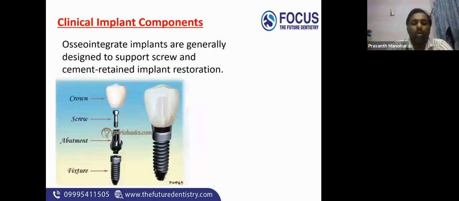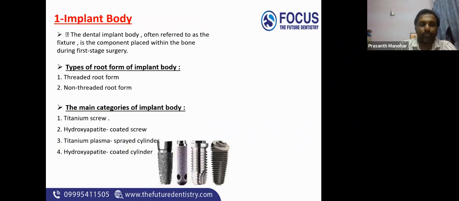So usually what we'll do is place the implant in the bone, then wait for osseointegration. After osseointegration, we will place the abutment over it and screw that abutment. Then over the abutment, we will cement or screw the prosthesis. Clear? So that is the basic clinical importance of the different components.